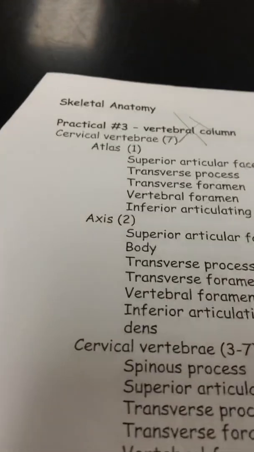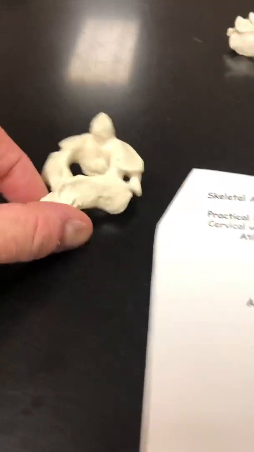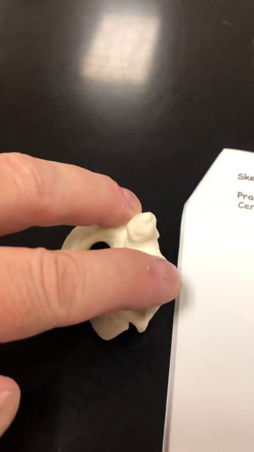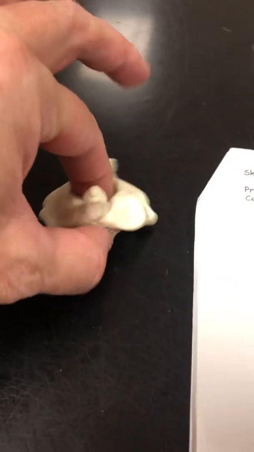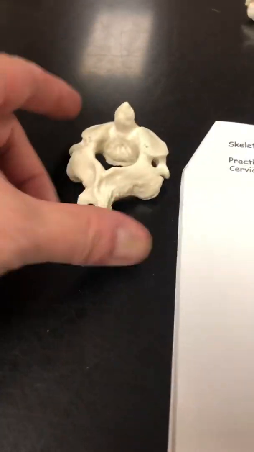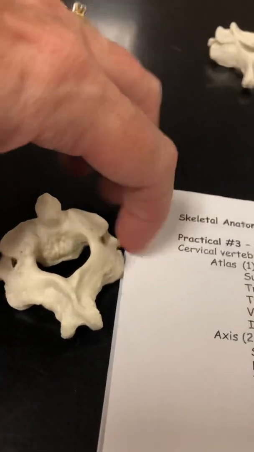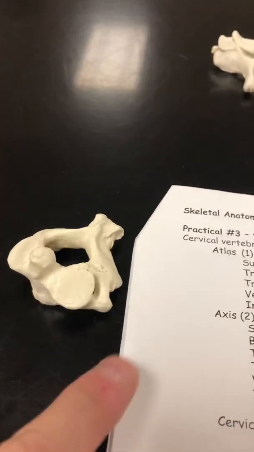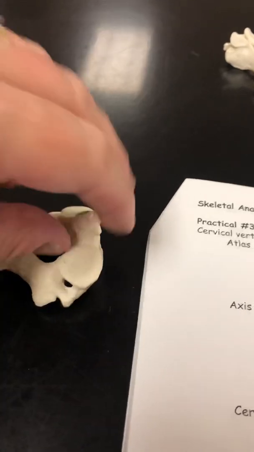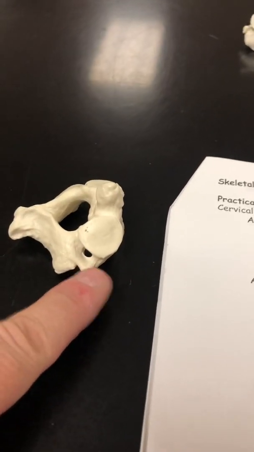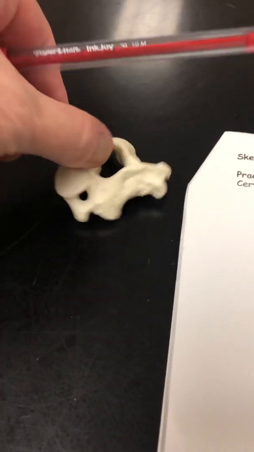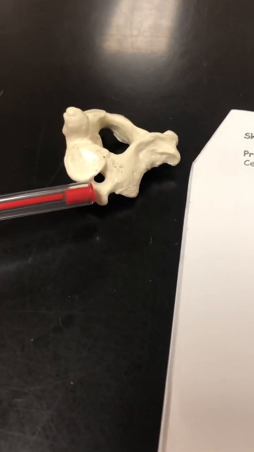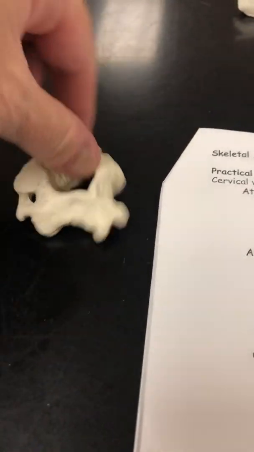Speaking of the axis, this guy is the axis. We have the superior articulating facets. We have the body, which is kind of this whole area that I'm holding on to. That's the body. Transverse processes are very small on the axis. One's here and one is here. Transverse foramen, little holes, one here and one on the other side. Okay. Vertebral foramen, you get the idea.